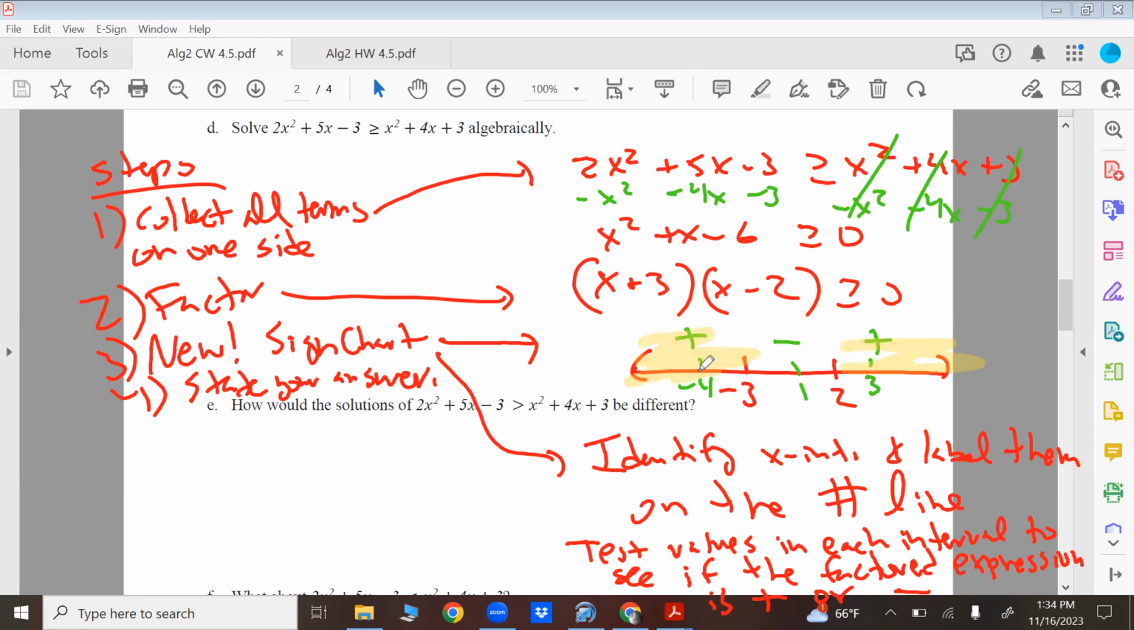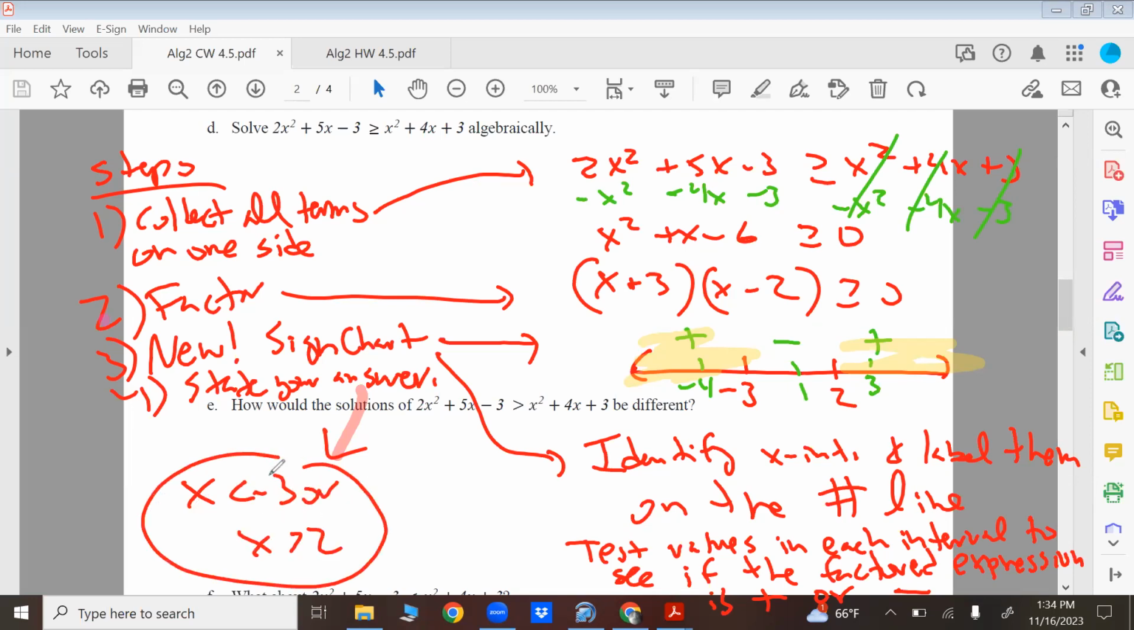So now I state my answer. My answer is going to be, and we're going to do this again, guys, so you get the hang of it. X will be less than -3 or X is greater than 2, because that guarantees that this expression stays positive. You want this to be positive because you want it to be greater than 0. Guaranteed we're positive in those two regions.